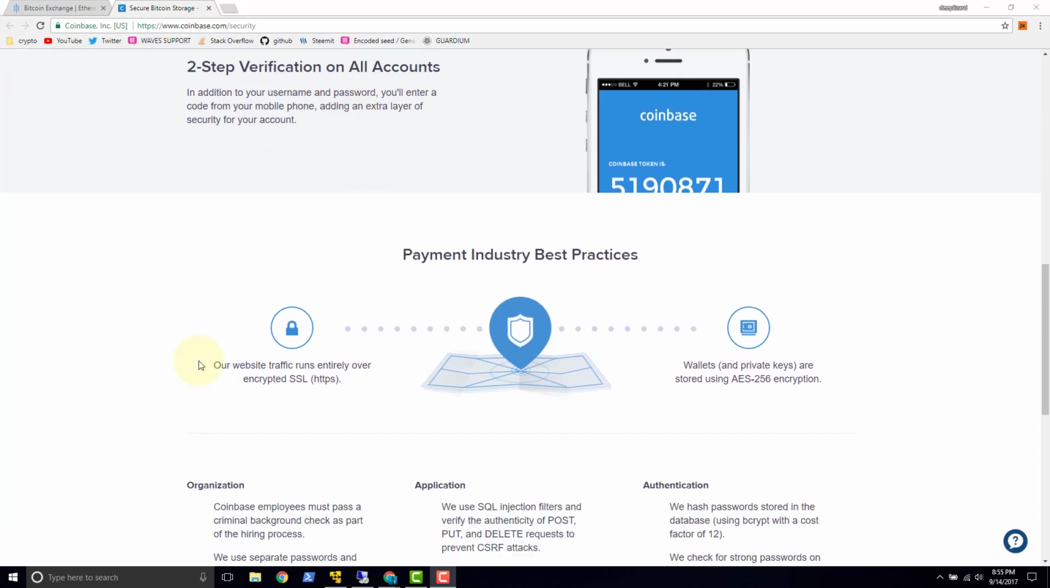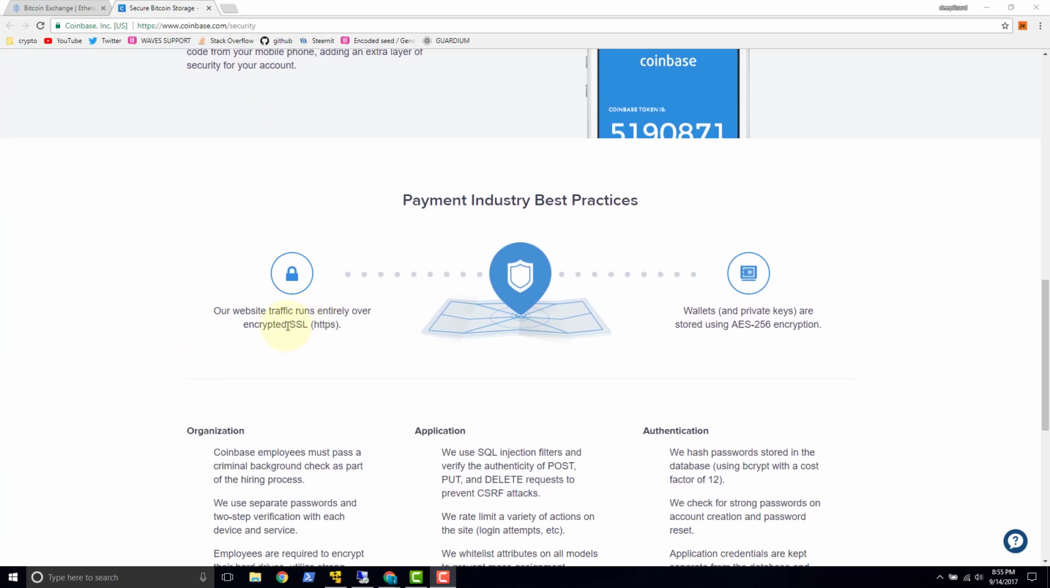Okay, let's scroll down a little bit further. Now they're telling us that they use SSL, HTTPS. So we look up here, we've got HTTPS. This means that our data transmission on this website, from Coinbase servers to our current machine, that data transmission was encrypted.